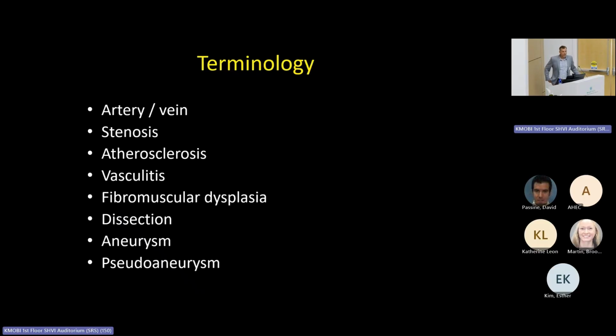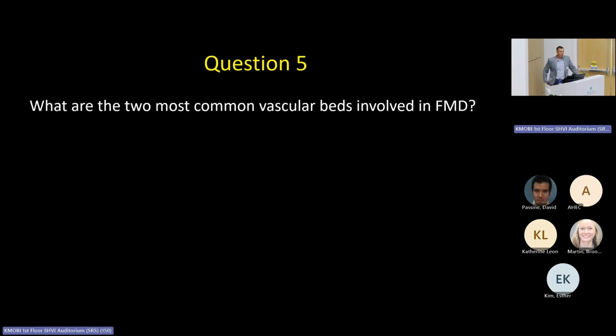Okay, so we have the foundation to move through some of these talks today. We know what artery and vein are, stenosis, atherosclerosis, vasculitis, fibromuscular dysplasia, and different causes of stenosis. Dissection is a tear, and we covered aneurysm and pseudoaneurysm. That's great. Okay, question 5. What are the 2 most common vascular beds involved with fibromuscular dysplasia? What arterial systems? What location? Perfect. Carotid and renal. Fantastic.